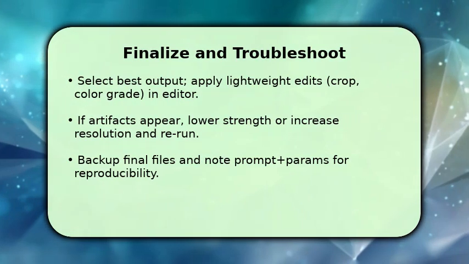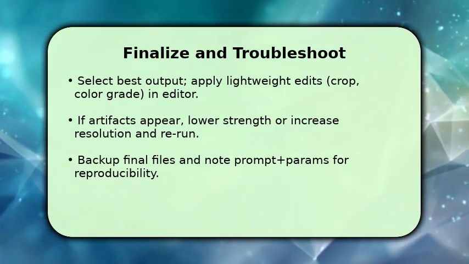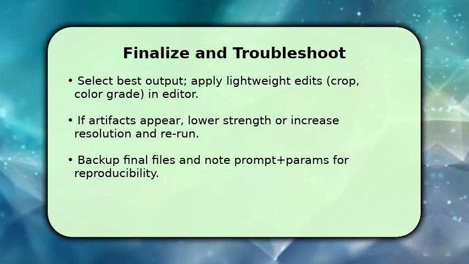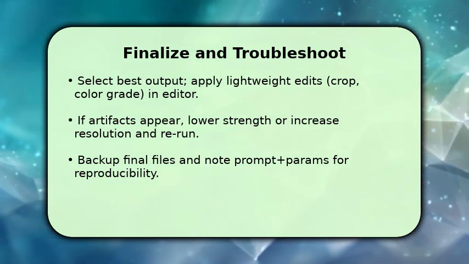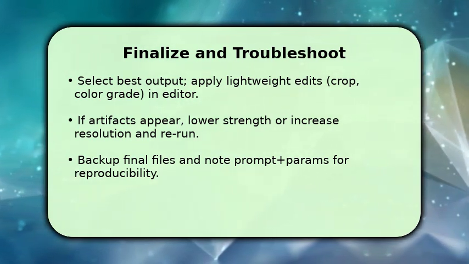You finish by choosing the best output and doing light edits, cropping, color grade, or slight retouch, so the image reads cleanly. If you see artifacts, go back and lower the prompt strength or increase resolution, then rerun the generation. That usually fixes odd distortions.